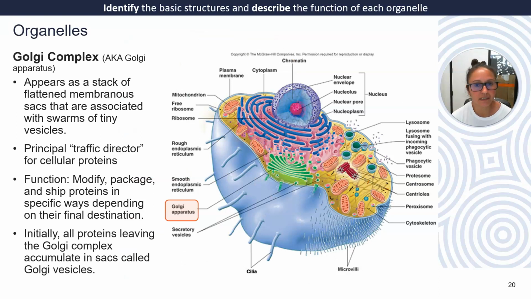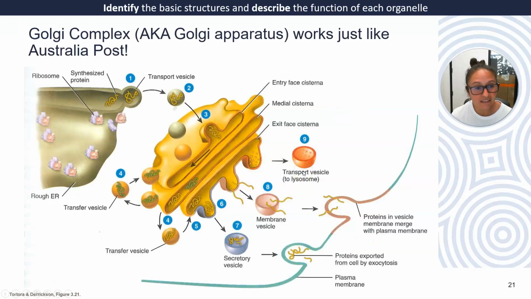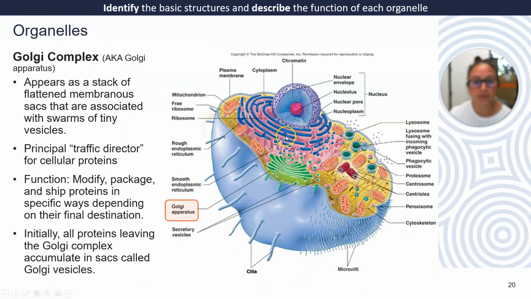All right, here we go. The Golgi complex, or the Golgi apparatus. It's this green guy here. It's all plasma membrane. What it does is it acts a little bit like Australia Post. I know it sounds a bit weird, but let me show you what I mean.